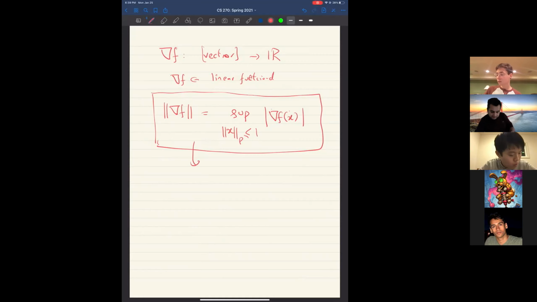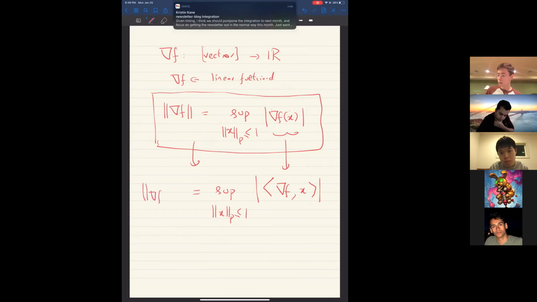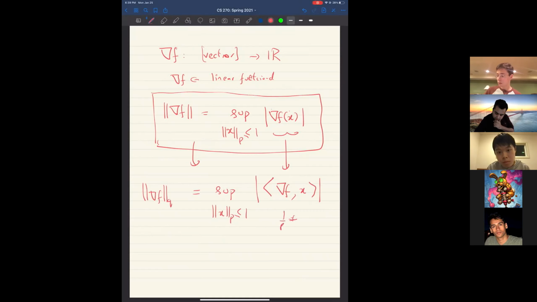If you try to write this as an inner product, with a vector that I associate with this, then this becomes the LQ norm of the vector, where 1 over p plus 1 over q is 1. Okay, that makes sense. So you're looking at the operator norm of the gradient. Right. Okay, thank you.